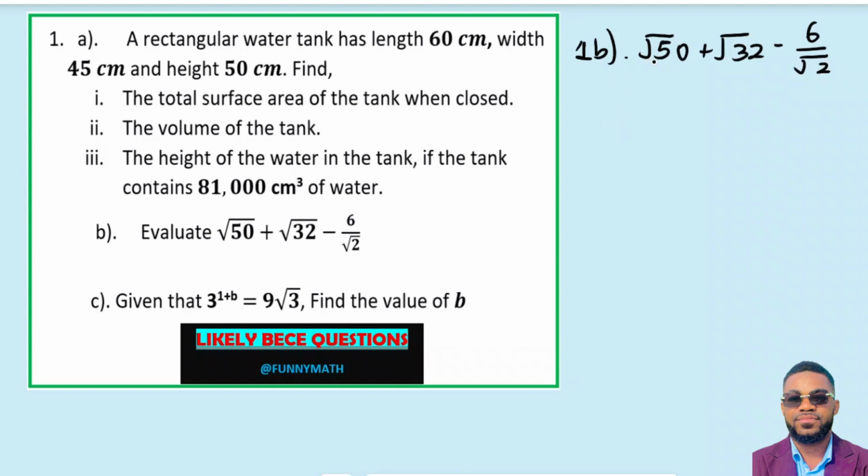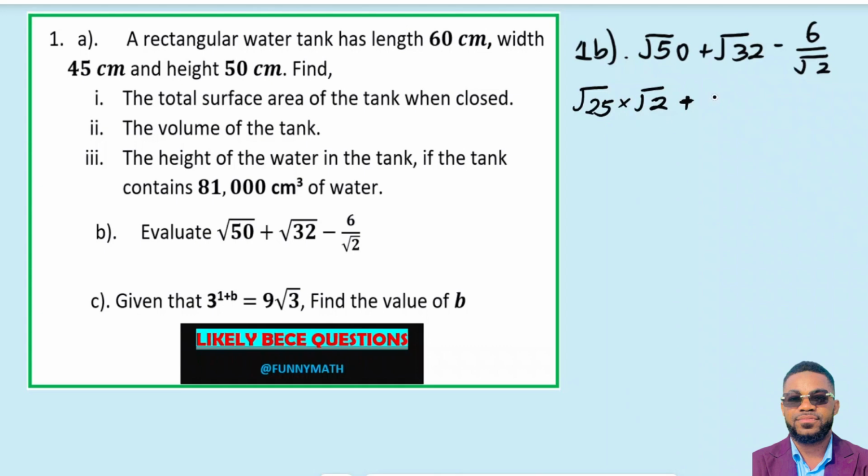So now let me begin with the root of 50. We just have to look for two numbers that when you multiply you get 50. But when you get a perfect square in a multiplication, it will help you a lot. So I'm going to use the root of 25 times the root of 2, because 25 times 2 will give you 50. So I can break the root of 50 down to the root of 25 times the root of 2. Now we come to the root of 32.